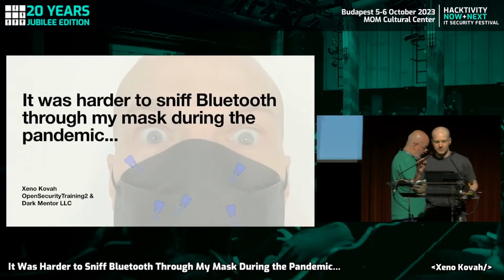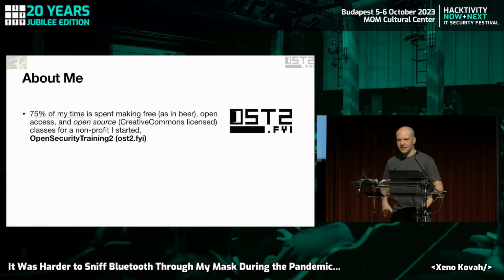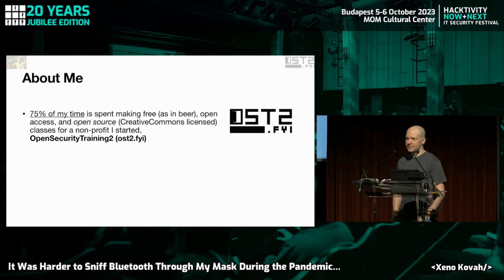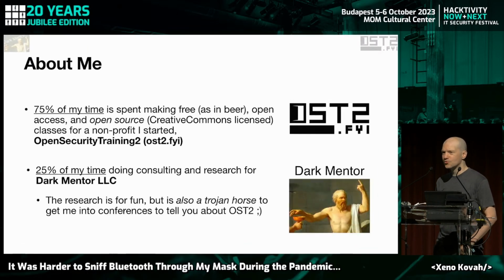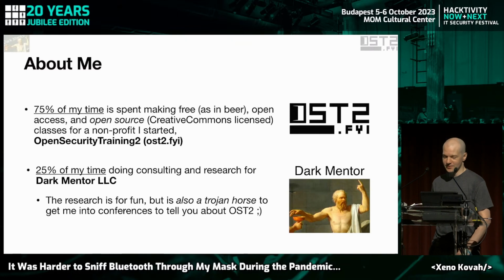All right, hello everyone. The quick about me is that 75% of my time, I've got nothing to sell you. I'm basically just working on a nonprofit, creating free training that I put available online, 100% free as in beer, and also free as in freedom open source training. So Open Security Training 2 is a nonprofit that I run. That's the majority of what I do with my time. 25% of my time is the kind of stuff that I'm showing today. It's doing research, but it's also just a Trojan horse so that I can tell you about open security training.